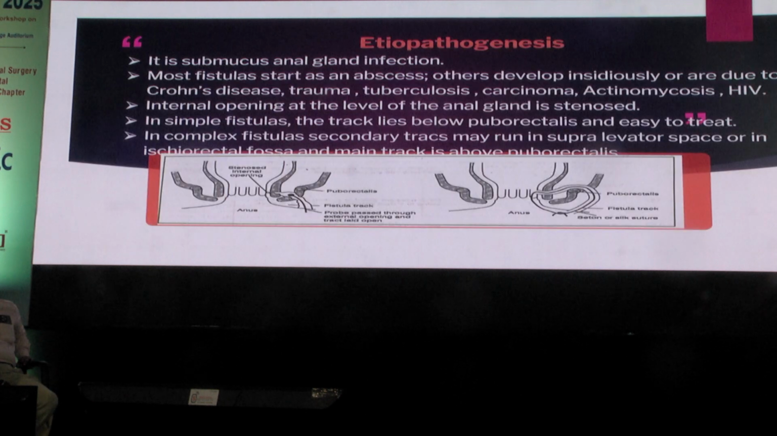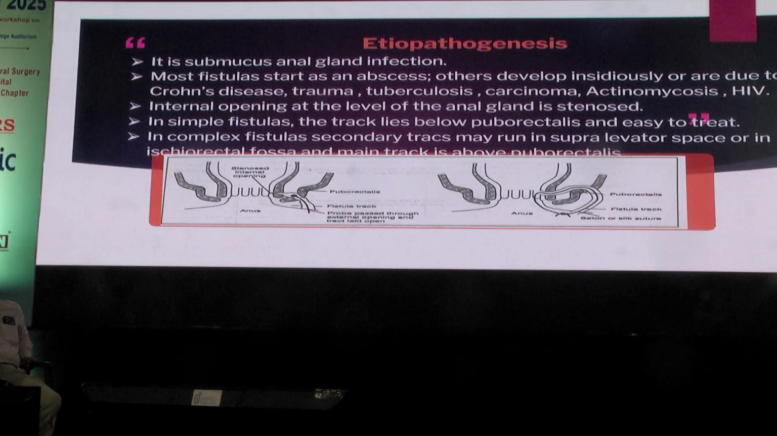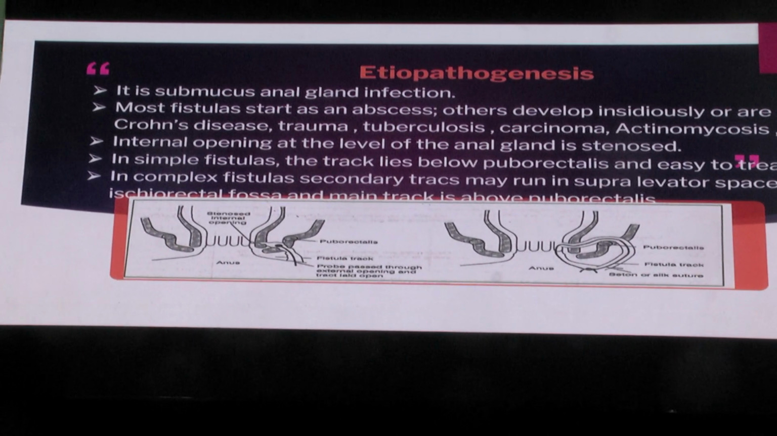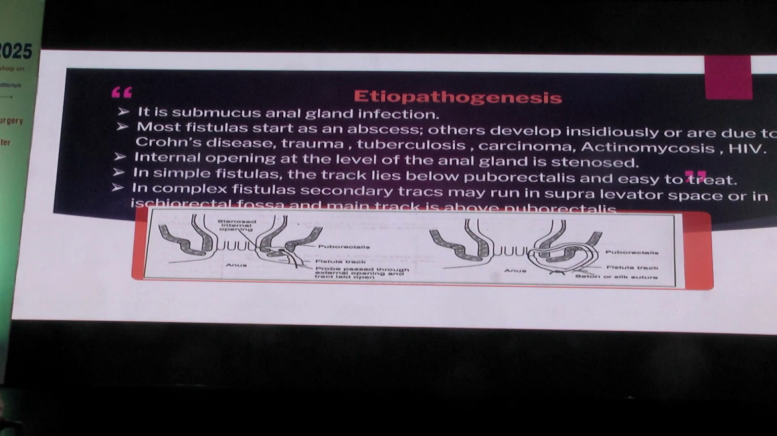The etiopathogenesis: the culprit, as I said previously, is the anal gland, and most fistulas start as an abscess, rupture and develop into fistulas. The other causes are Crohn's disease, trauma, tuberculosis, carcinoma, actinomycosis, HIV. The internal opening is felt at the level of the anal gland, as well demonstrated by Dr. Raghu Racha sir in the figure, that the mouth of the anal gland is stenosed.